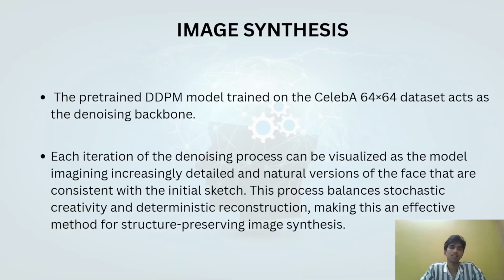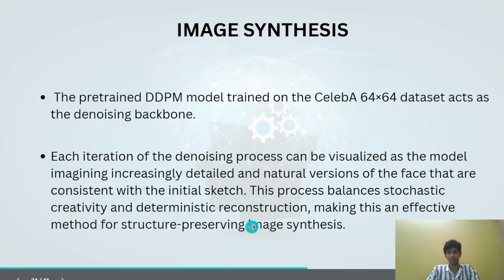As I explained earlier, the pre-trained DDPM model is trained on the CelebA dataset. It has the faces of many celebrities. Each iteration of the denoising process can be visualized as the model imagining increasingly detailed and natural versions of the face that are consistent with the initial sketch. This process balances stochastic creativity and deterministic reconstruction, making this an effective method for structure-preserving image synthesis. This is what I just explained in the earlier slides.